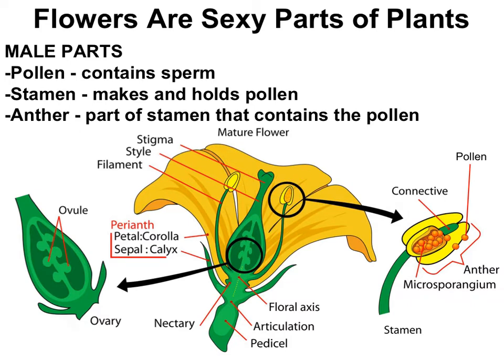You can tell the stamen is a male part because it has men in the name, and that's a good mnemonic. A specific region of the stamen that holds the pollen is called the anther, and you can see that blown up right there. Usually the anther is positioned so that the pollen will stick to any pollinators that come into the flower that have to go way down here to drink the nectar.